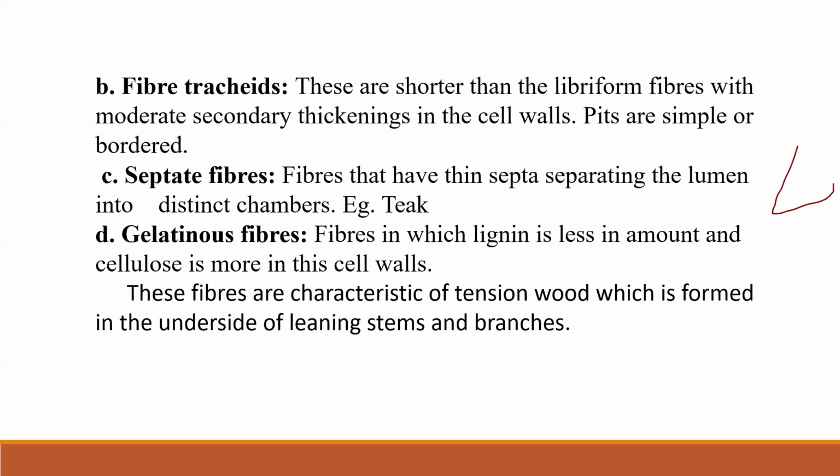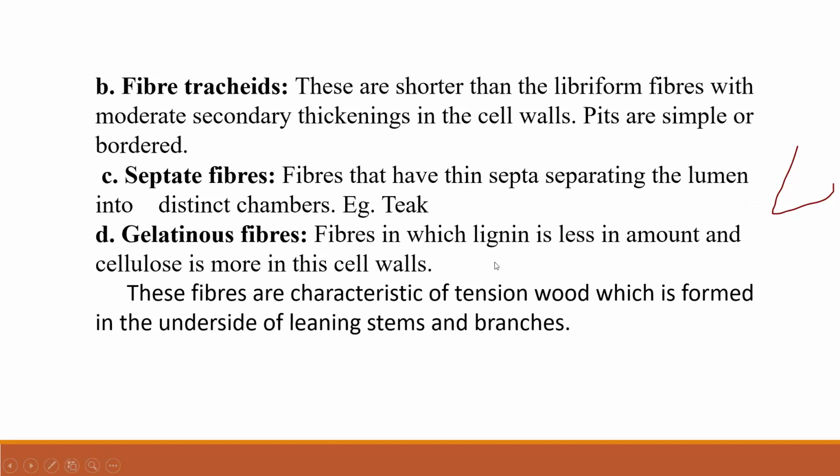The second one is the fiber tracheids. These are shorter than the libriform fibers with moderate secondary thickenings in the cell walls. The pits are simple or may be bordered pits. Another one is the septate fibers. Here the fibers have thin septa which separate the lumen into distinct chambers. Example is teak.